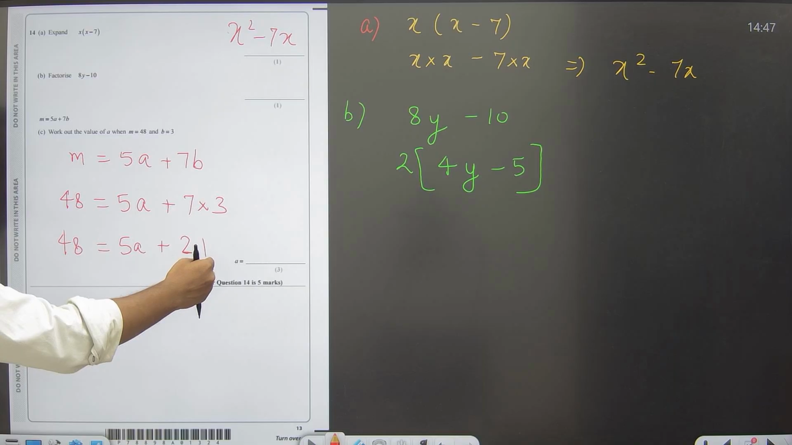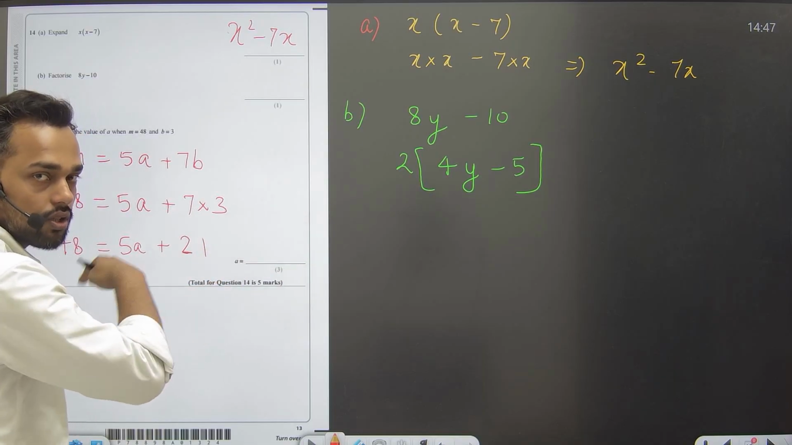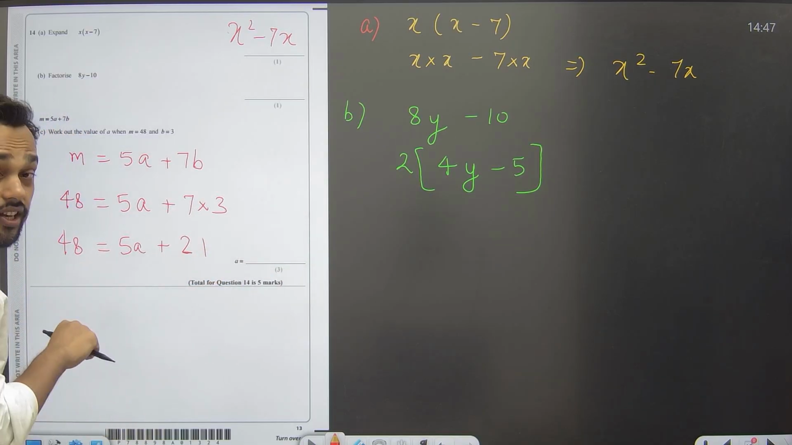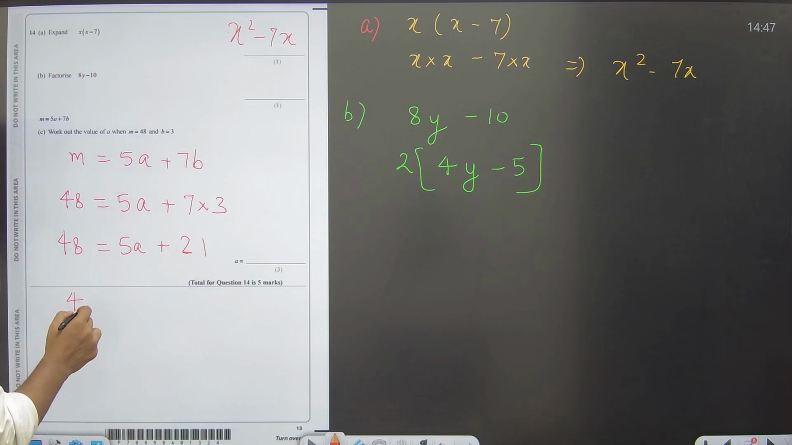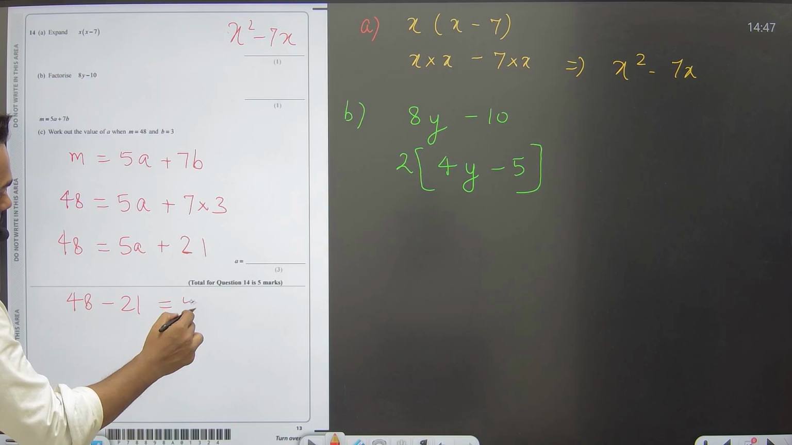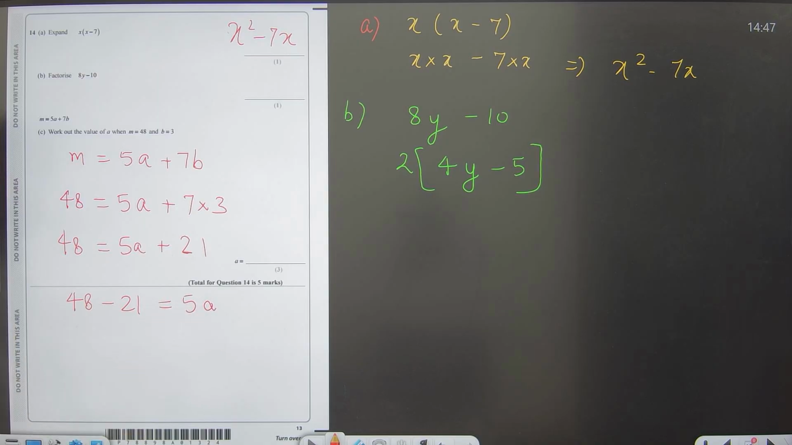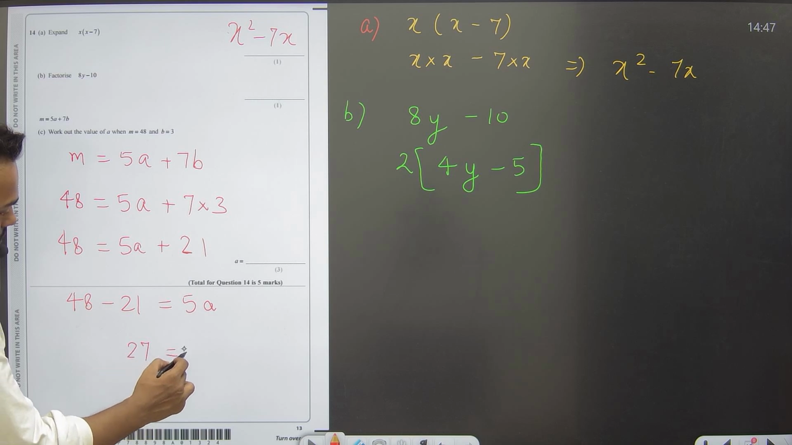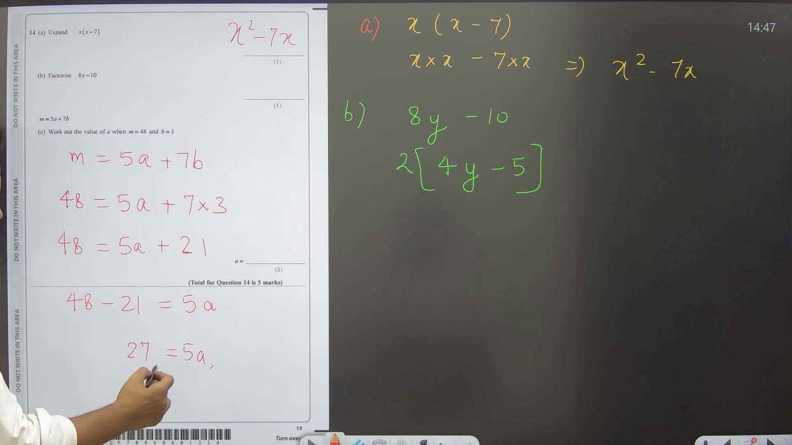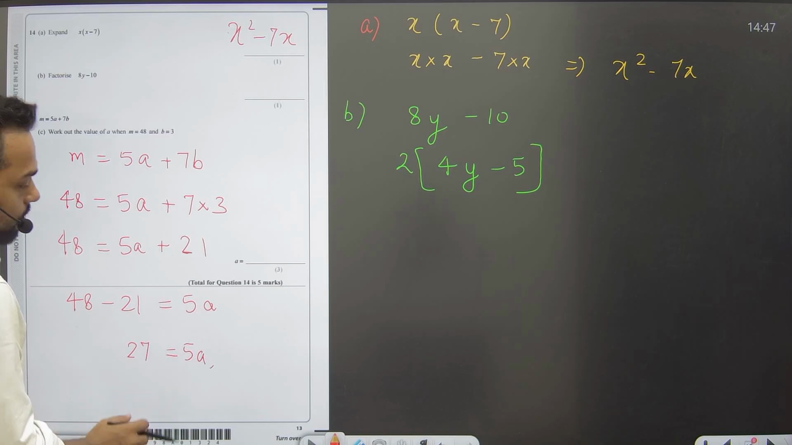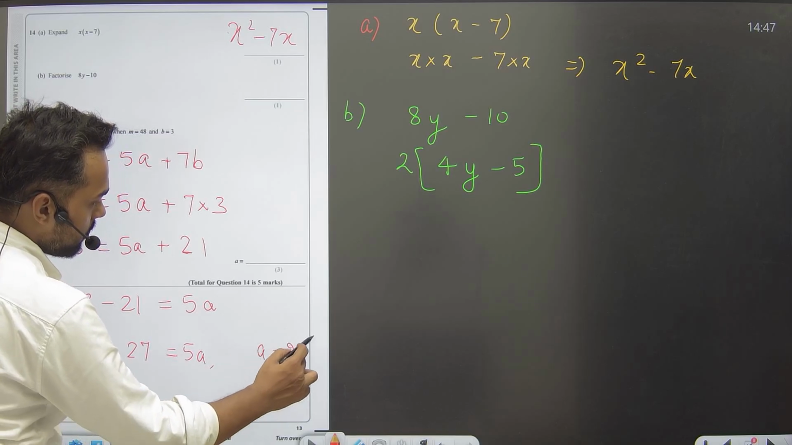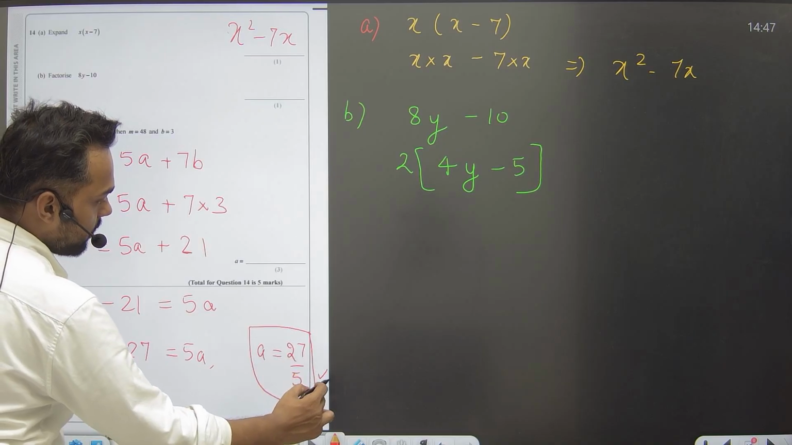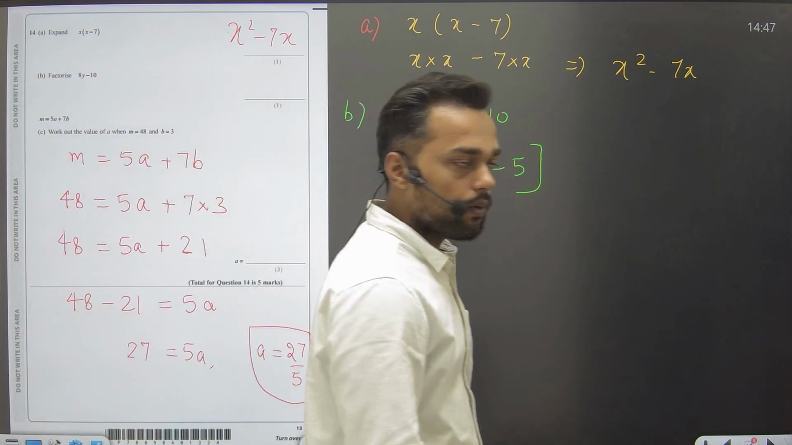Now 21 is on the right hand side. We are taking 21 to the left hand side, so it will be with a negative sign because the sign with 21 here is positive. So it will be 48 − 21 = 5a. If we operate it, we will get 27 = 5a. On dividing the whole equation by 5, what we will get? a = 27/5. The value of a is 27/5.